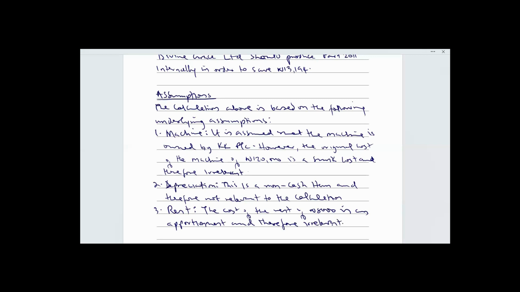Okay, and therefore irrelevant. Number 4, any other assumption? Yes, I think we have general overheads. So again, the general overhead, according to the question, we are told that general overheads are apportioned to each department on the basis of direct production labor cost. Of course, anything that has to do with apportionment is irrelevant.